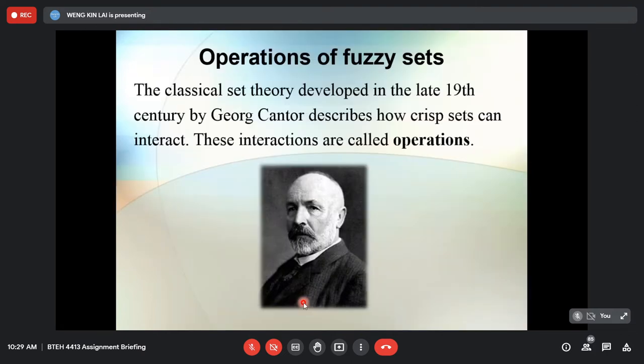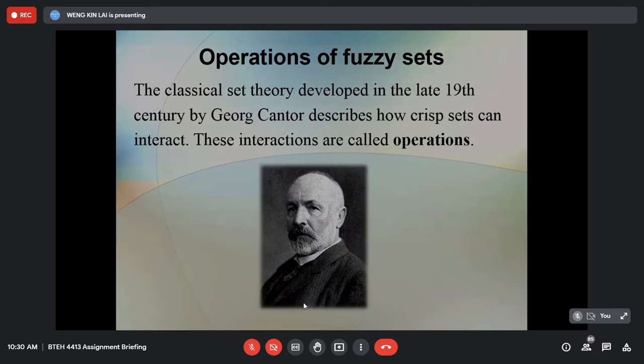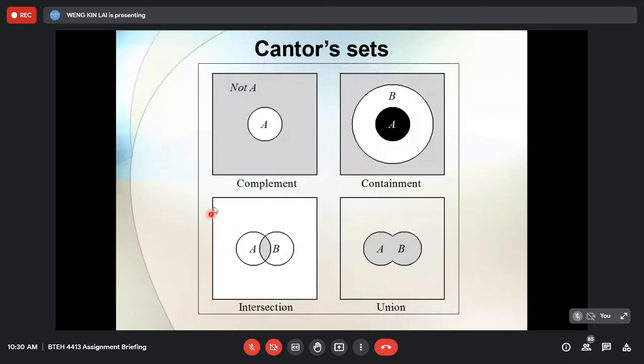Operations of the fuzzy sets. How does your fuzzy set operate? What are the operations? How do you use them? Right. So classical set theory was developed in the late 19th century by Georg Cantor, whereby he described how crisp sets can interact. These interactions are called operations. So here we have A, right? The Cantor set is a crisp set, and not A will be things outside the set A. And then containment. Now, I need to move a bit faster because I need to complete this lecture today so that I can start a new one on Friday.